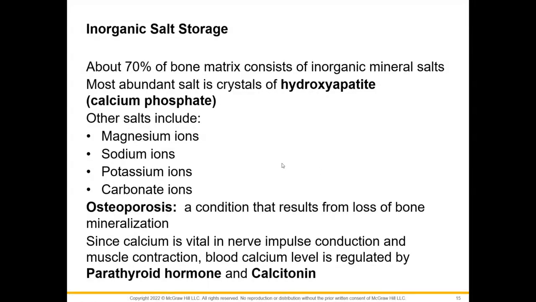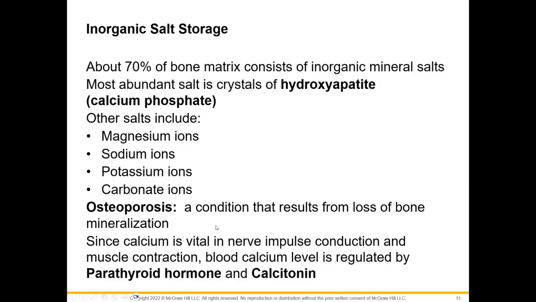Okay, we said that one of the functions of the skeletal system is inorganic salt storage. About 70% of bone matrix consists of inorganic mineral salts. The most abundant salt is called hydroxyapatite, you might have guessed, calcium. But really the compound is calcium phosphate. There are other salts also, including magnesium, sodium, potassium, and carbonate in the skeletal system.